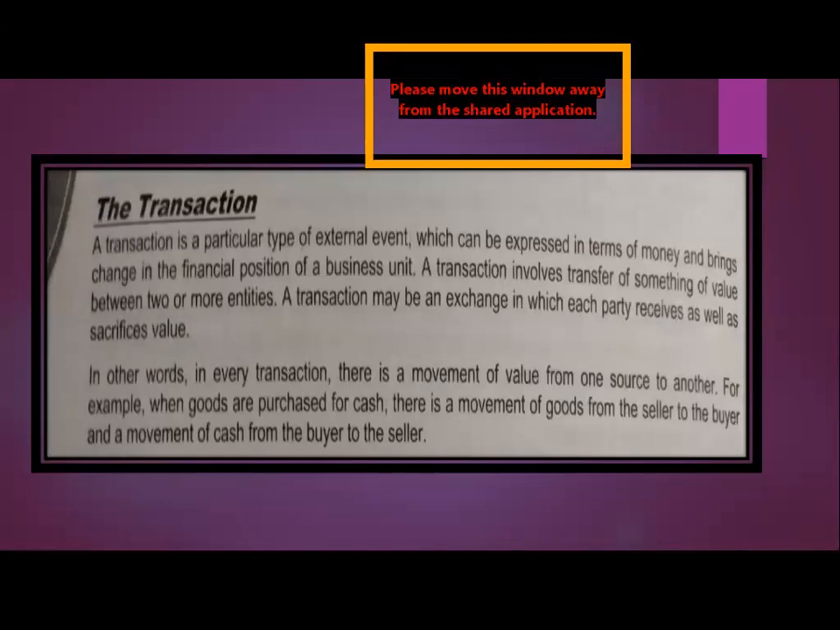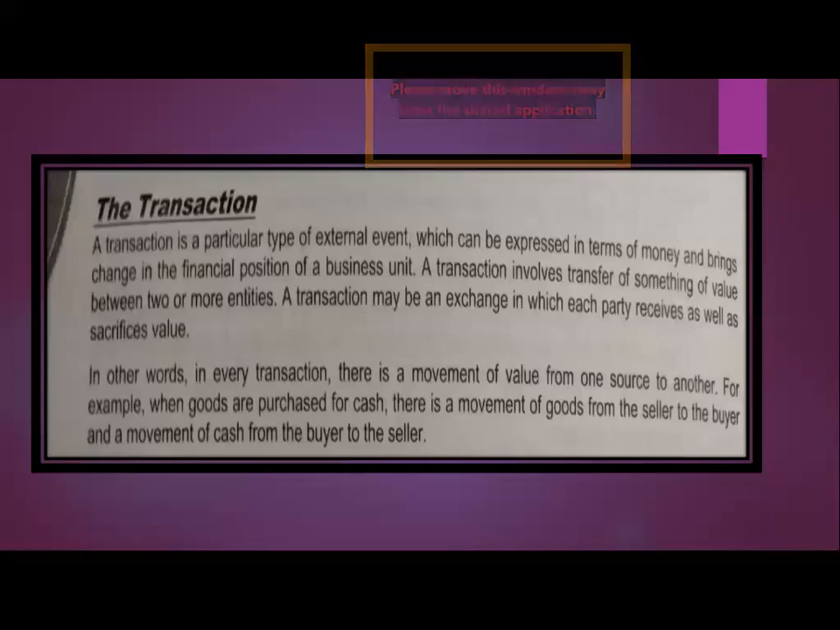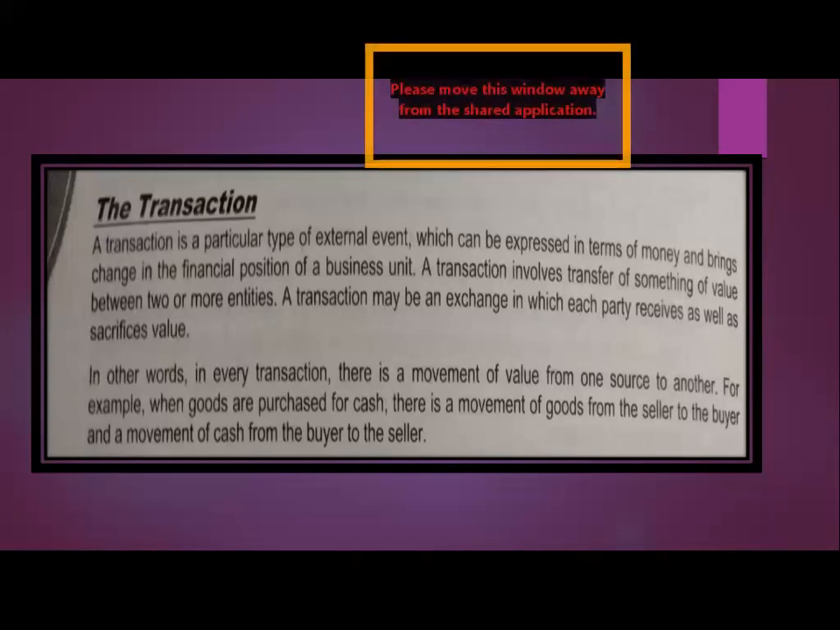Transaction involve transfer of something of value between two or more entities. Again, two or more entities, हम एक से ज़्यादा सामान भी खरीद सकते हैं, payment और ज़्यादा भी कर सकते हैं. A transaction may be an exchange in which each party receives as well as sacrifices values. So again, they talk about buyers and sellers over here. In other words, in every transaction, there is a movement of value from one source to another. Yes, as I told you, that we have one buyer and seller, so your source of cash is changing and your source of asset is also changing.